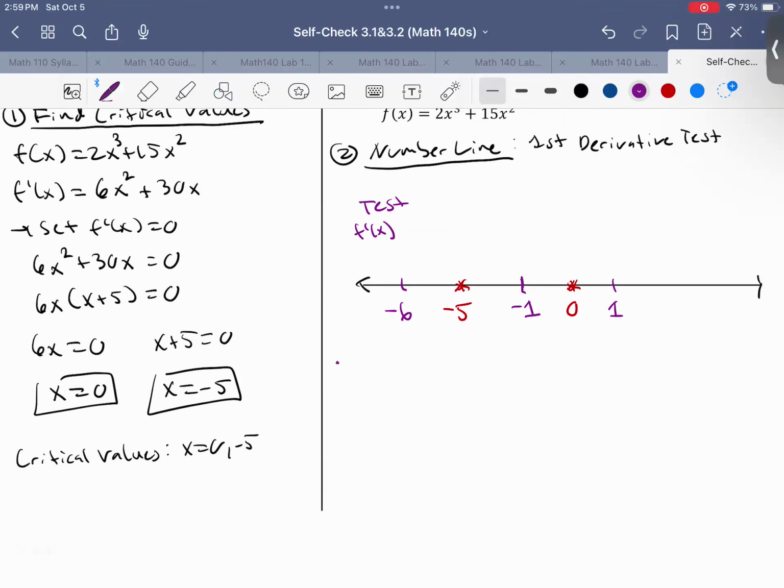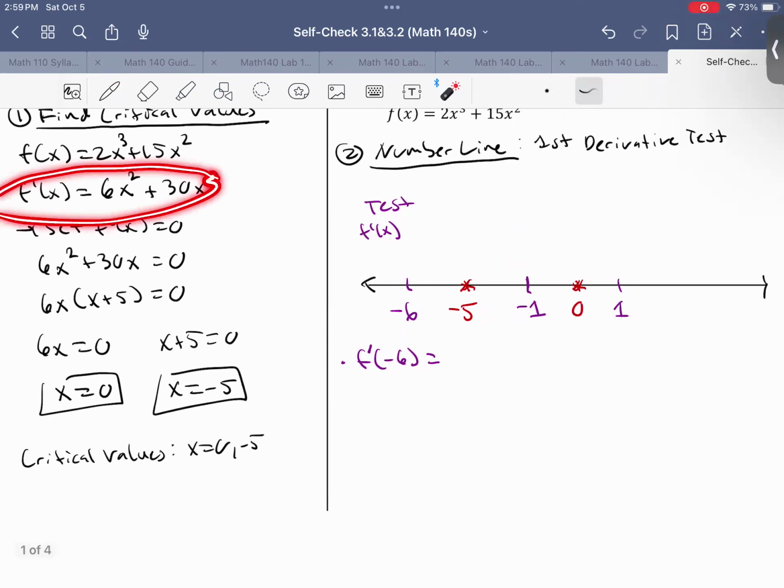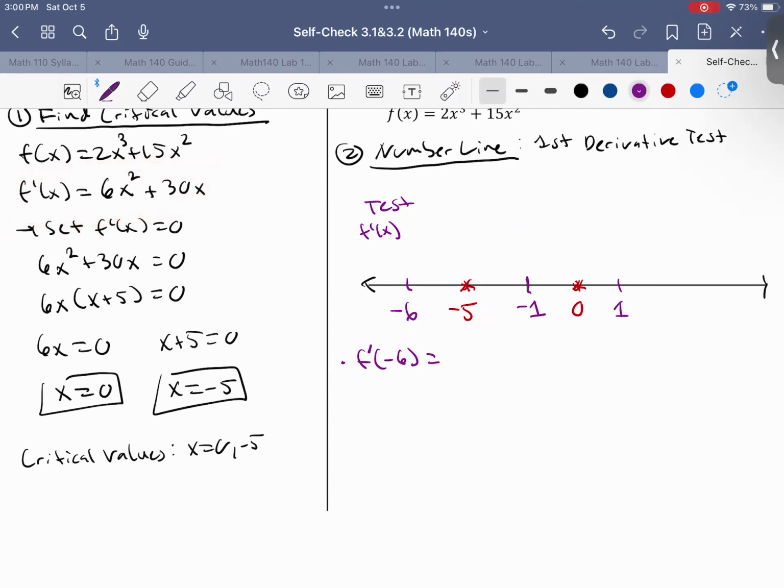So, we'll say test first derivative. So go off to the side and plug these guys in purple in. So f'(-6), we're going to plug that into our first derivative, which is this guy. That's the first derivative test. So this would be 6 times (-6) squared plus 30 times -6. And what you would end up with, with all the PEMDAS math, is 36, which is positive, which means we are increasing. So I'm going to come up here and draw a little arrow, meaning increase.